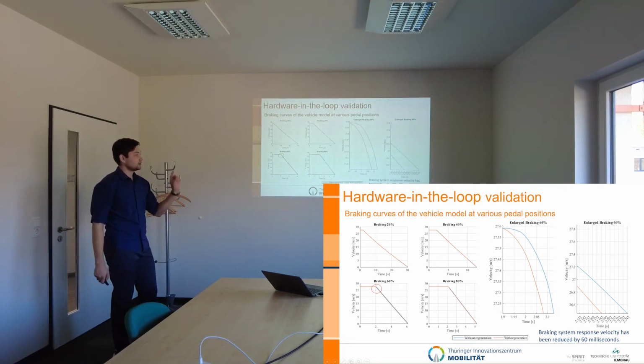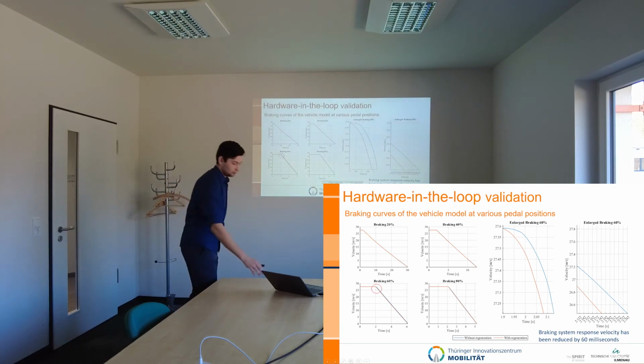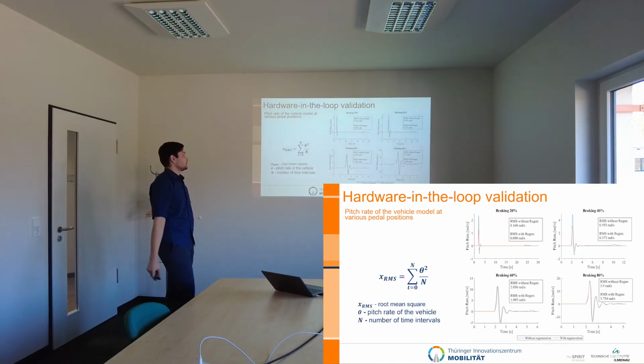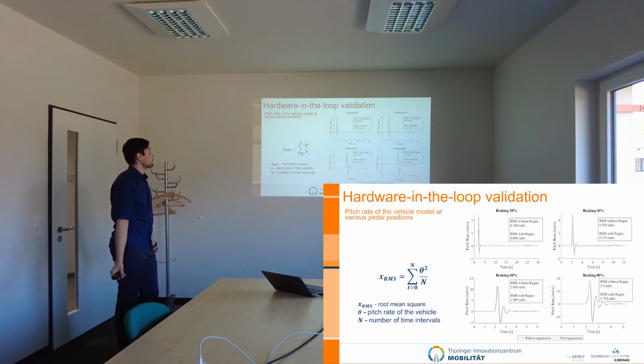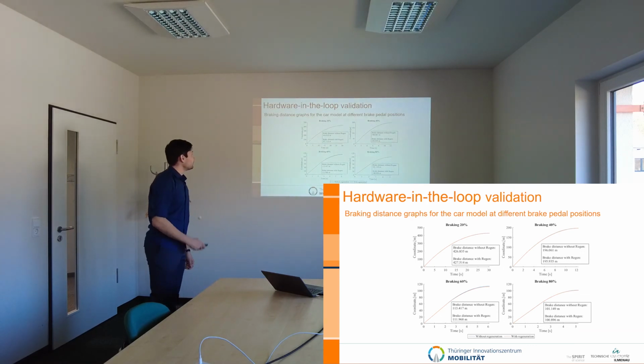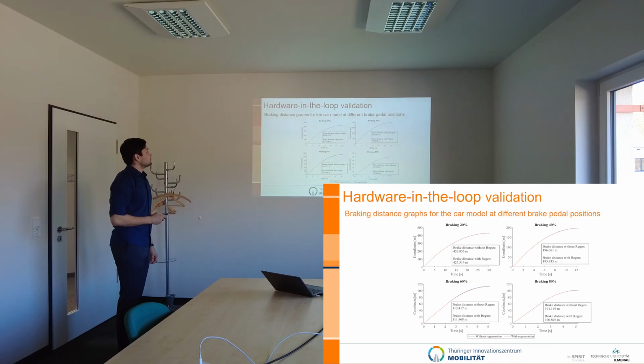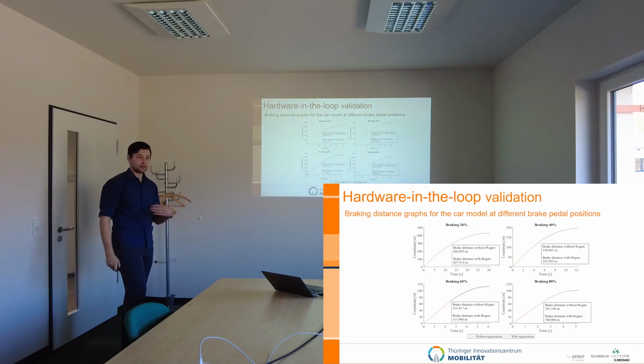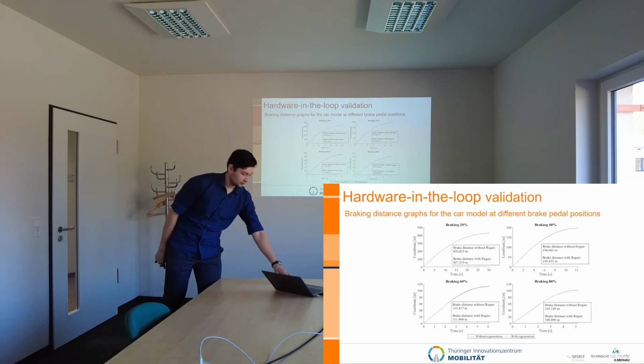And I think that this time is much more realistic than in software in the loop, because it was made on a test bench. Also, like in previous tests, you can see the root mean square of pitch rate, and in all experiments the pitch rate decreased much better, as you can see. And the braking distance in the first experiments increased, but it doesn't make big sense, because with these given brake pedal positions we don't need extra braking. For example, with the 60% and 80% brake pedal positions, the brake distance is much better than in the others.